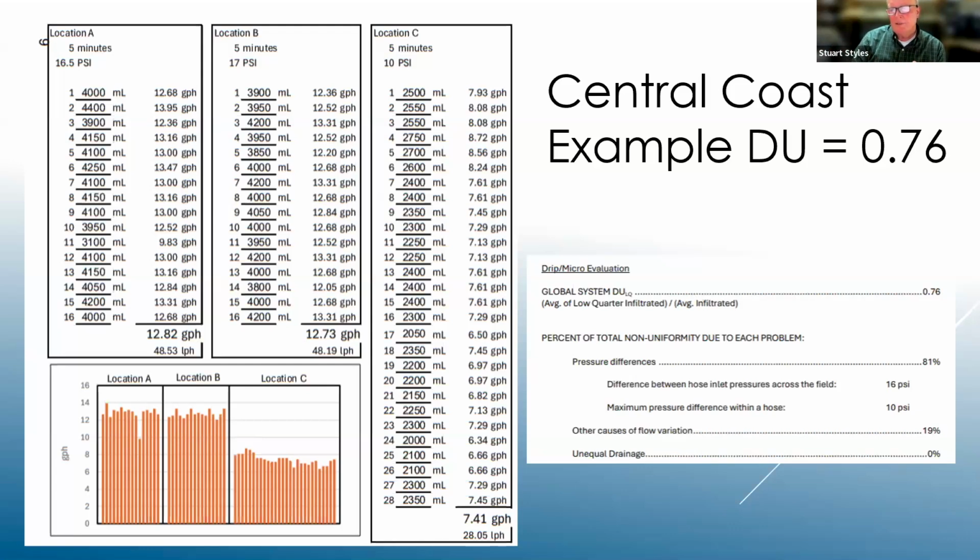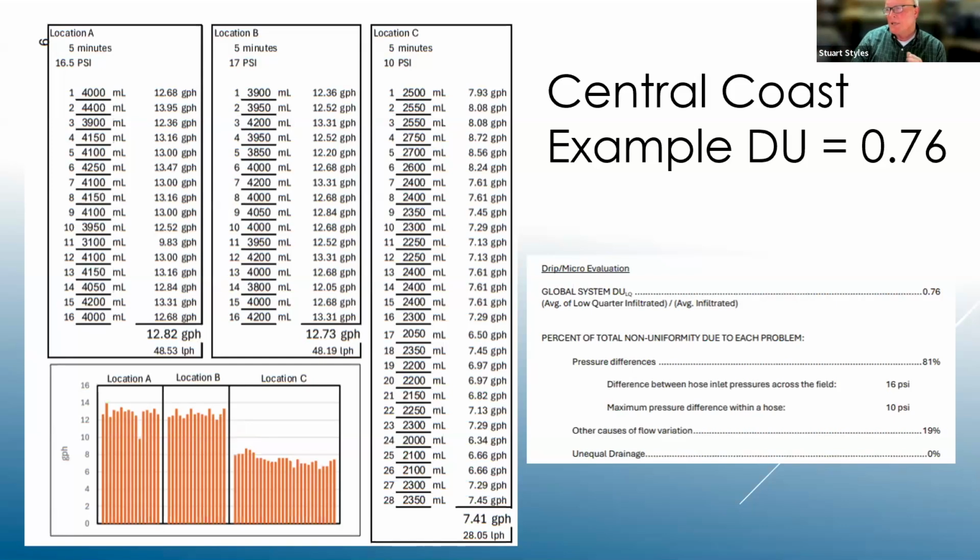Now, we calculate a distribution uniformity based on the low quarter of the values for each one of these data sets. And you can look at it just scanning it real quick. On location A, there's only 1 low value. So the DU on location A and B is probably pretty good. But when we compare all 3 of them together, you end up seeing why we dropped the DU so much.